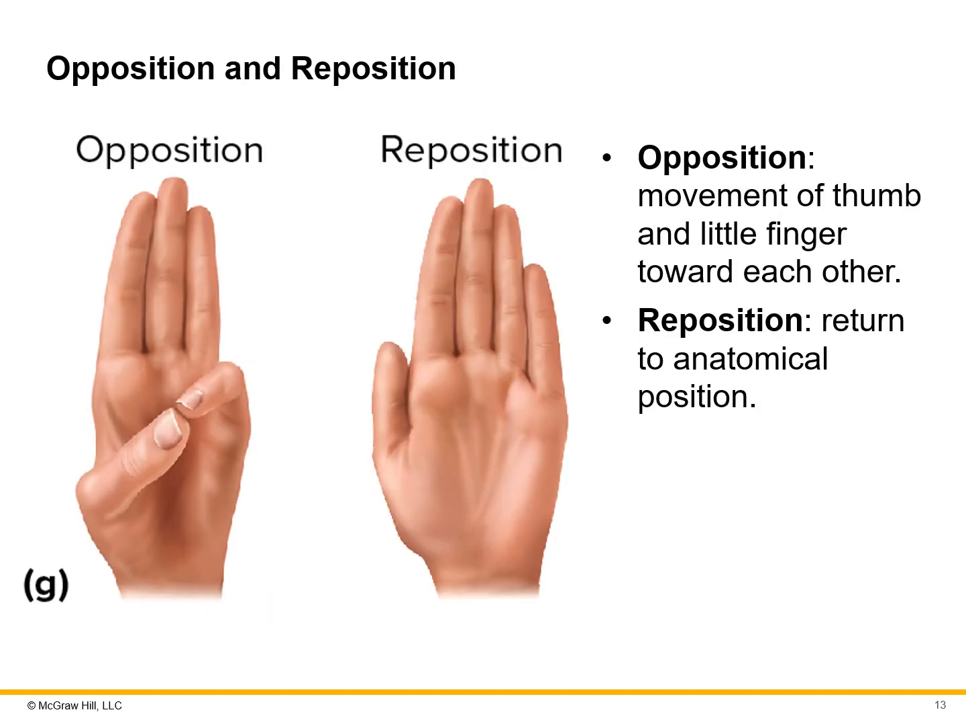Now, opposition and reposition. Opposition is where the thumb and little finger are coming together. So if you're doing Scout's Honor or something like that, and you're bringing your thumb and pinky together, that is opposition. Reposition is that return to anatomical position.